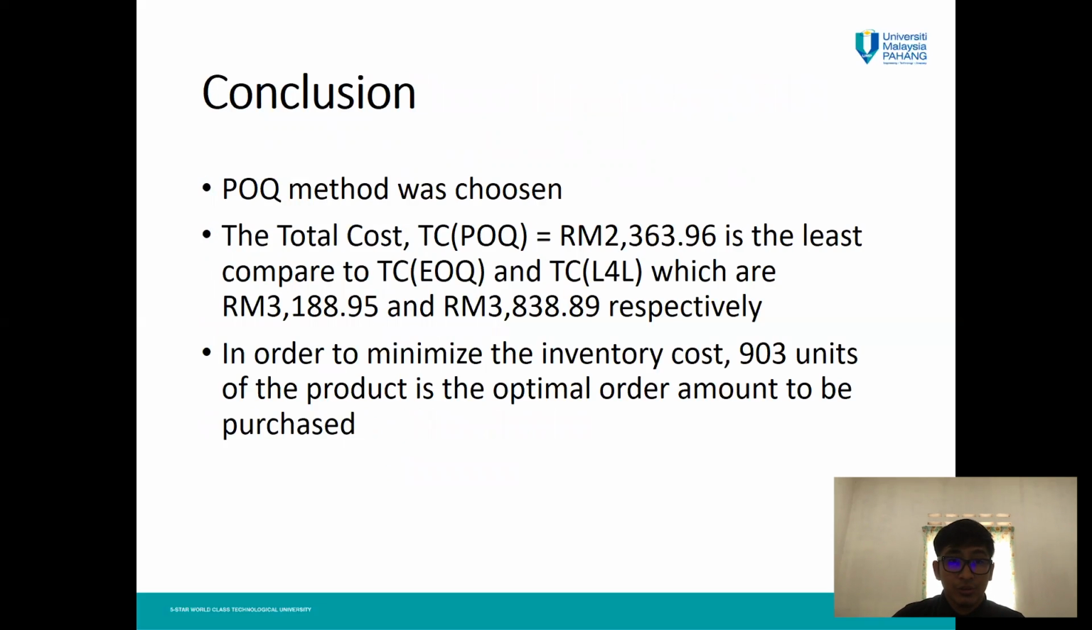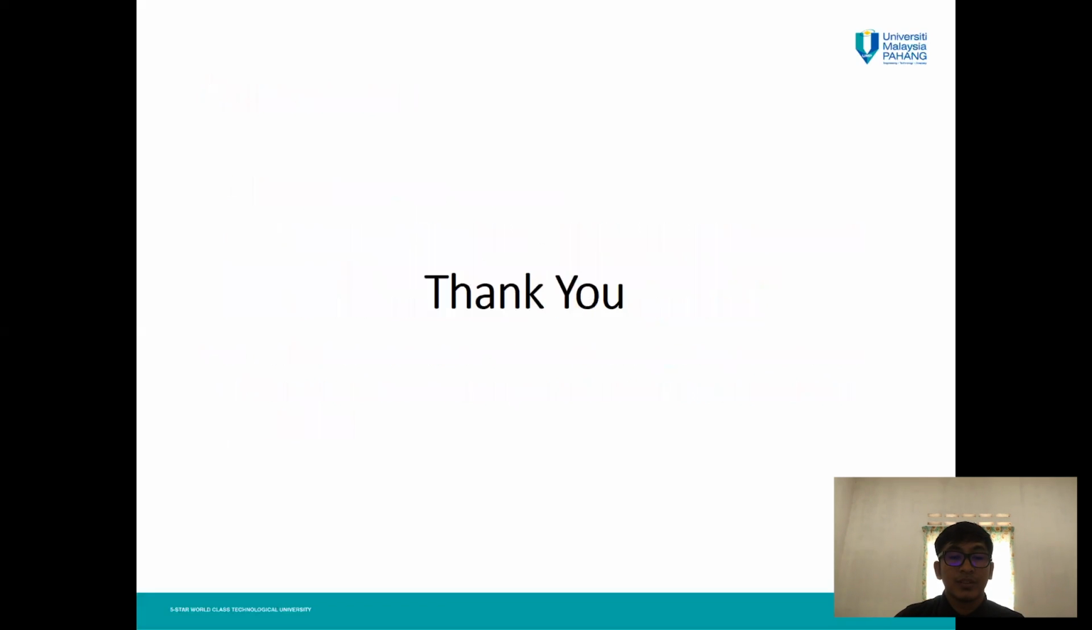So for the conclusion, based on the MRP we have done, we found that the POQ method was chosen, because the total cost for POQ, RM2,363.96, is the least compared to the total cost of EOQ and L4L, which are RM3,188.95 and RM3,838.89 respectively. So in order to minimize the inventory cost, 903 units of the product is the optimal order amount to be purchased. So that's all from us. Thank you.